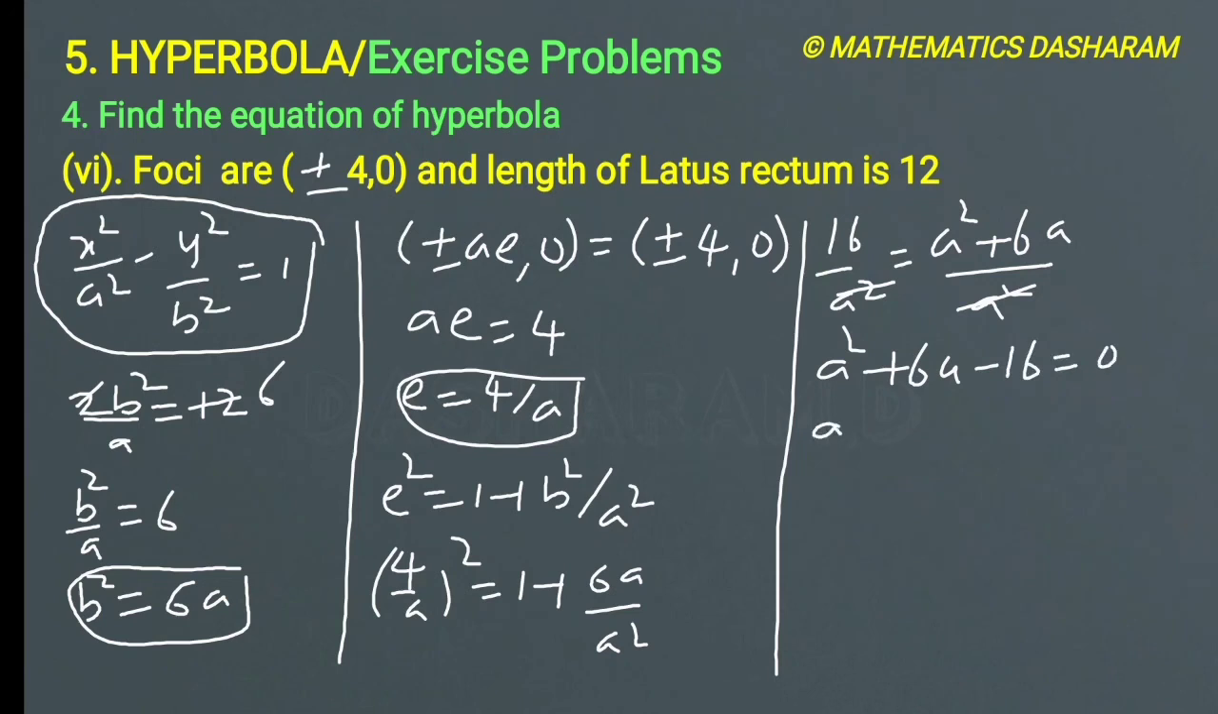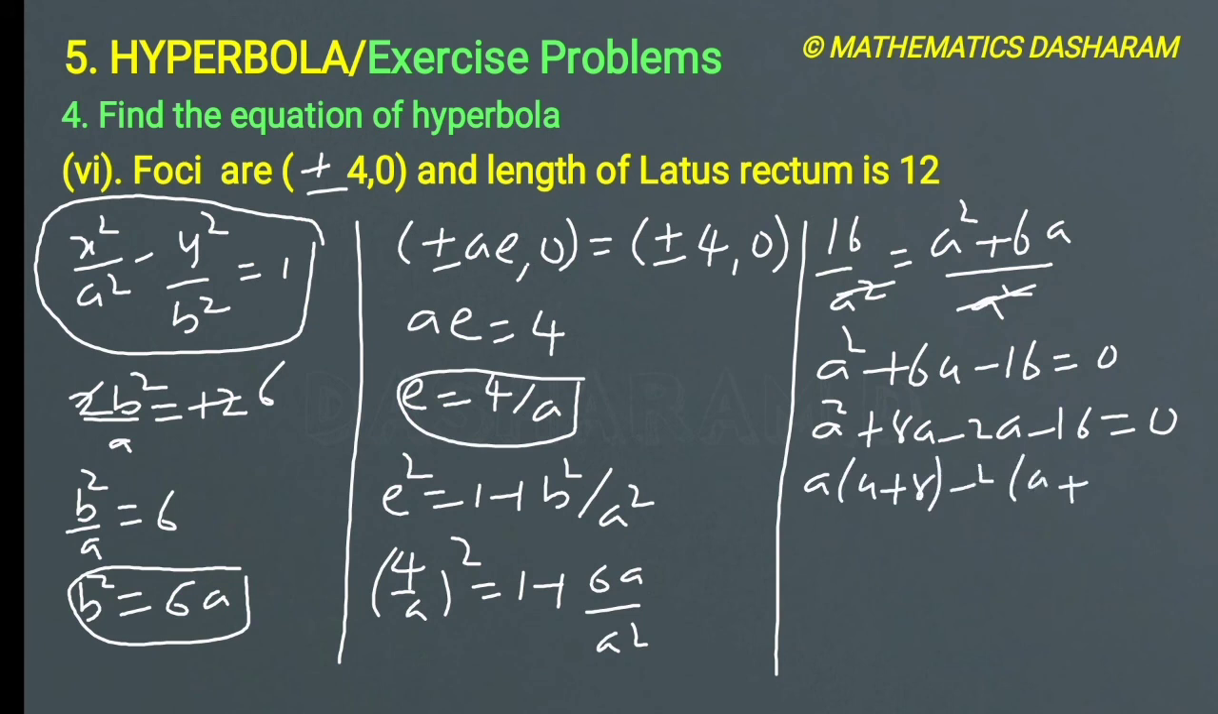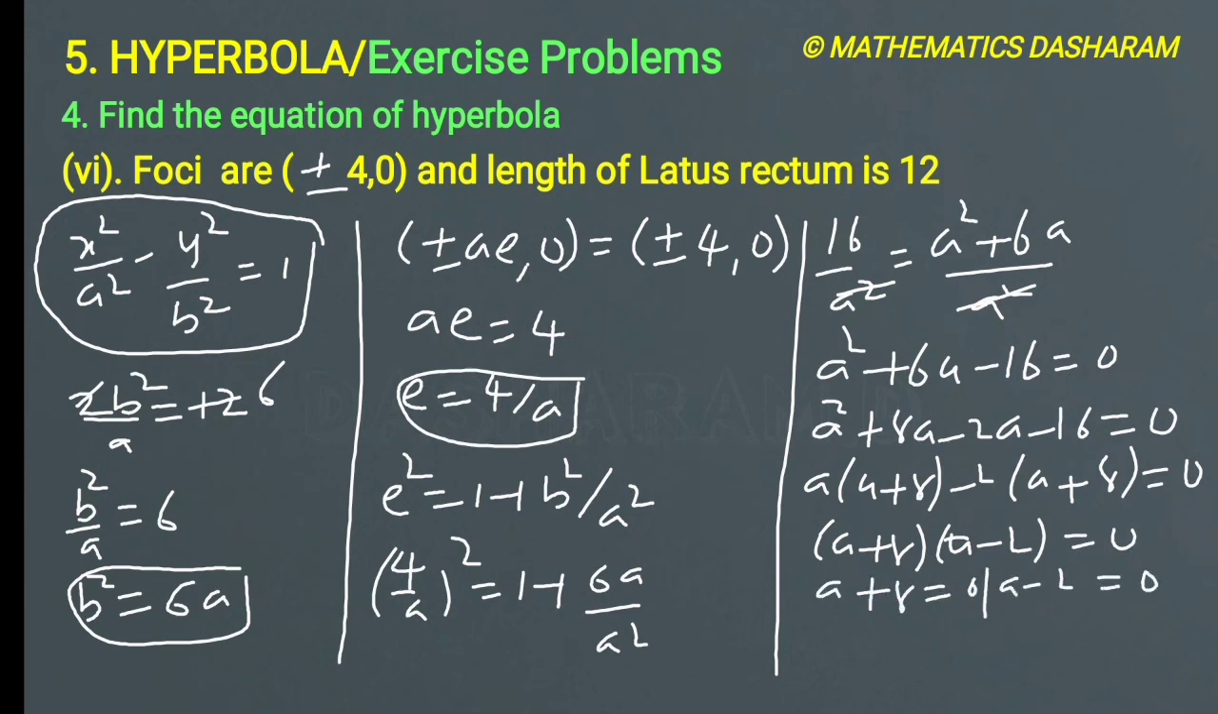Let's do factorization. A square plus 8a minus 2a minus 16 equals 0. Take the a common from the first two terms, minus 2 common from the last two terms. Now a plus 8 is a common, into a minus 2 equals to 0. A plus 8 equals 0, one answer. A minus 2 equals 0, second answer. A equals to minus 8, a equals to 2.